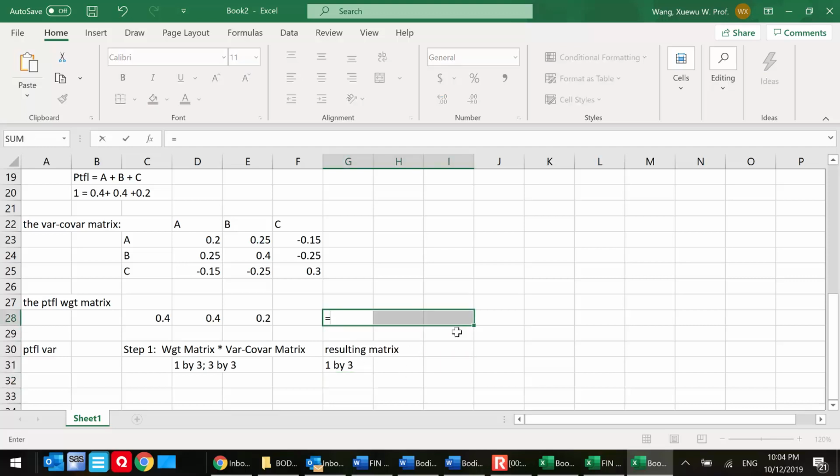So I'm going to go ahead and do the matrix multiplication here. This is the weight, and this is the 3 by 3. Control Shift Enter.